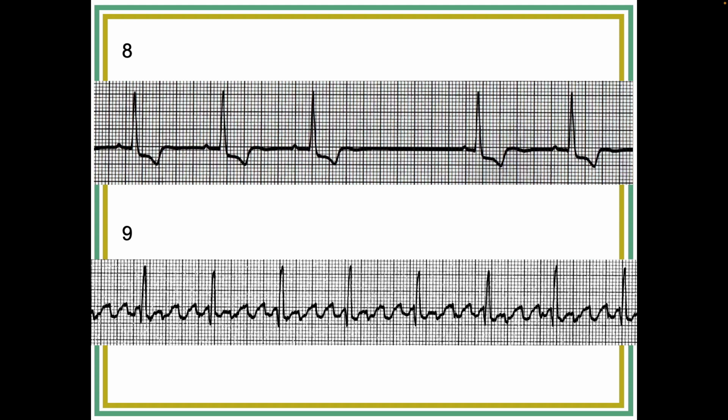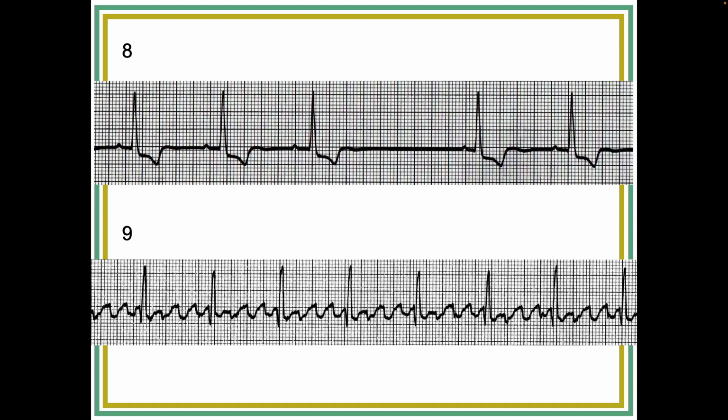There's no P waves present. So there's no PRI. The QRS does look normal though, so atrial flutter. Yeah, atrial flutter, is that what you said? Yeah, again, the trick is to recognize the flutter waves.